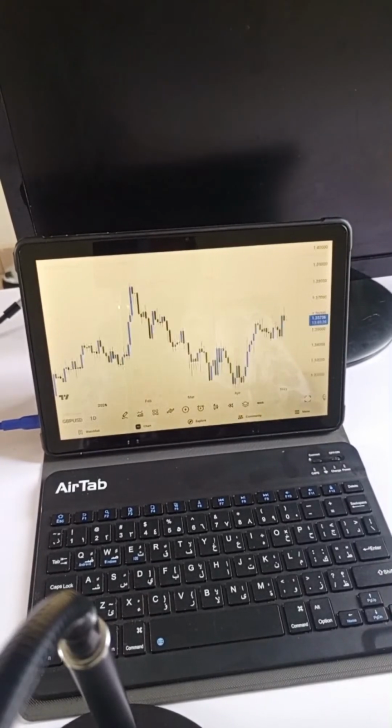And maybe you might also want us to do analysis on some pairs. Like we've already started on the monthly coming down on GBP USD. So let's see how far it gets.